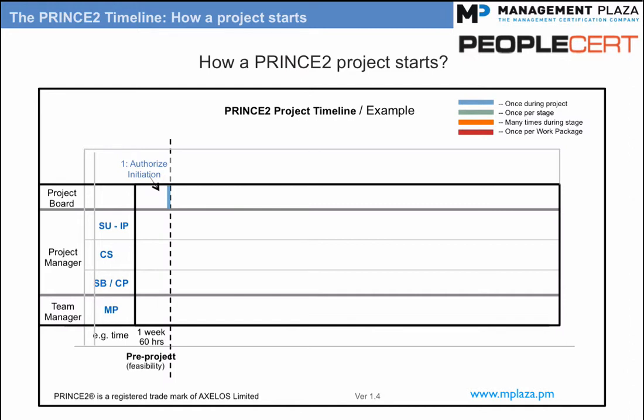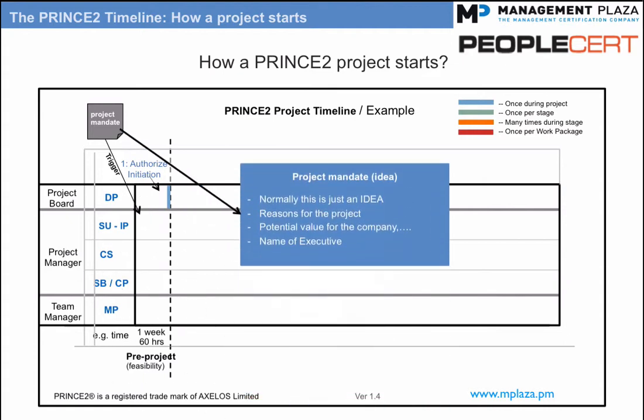Topic: how a project starts. The trigger to start the project is the project mandate. As you can see from the diagram, it appears from outside the project, most likely from some person with authority or a big car. This document is just an idea and may hold a little or a lot of information. It should provide some information on the reasons for the project and, if possible, any other information required for the project brief document.